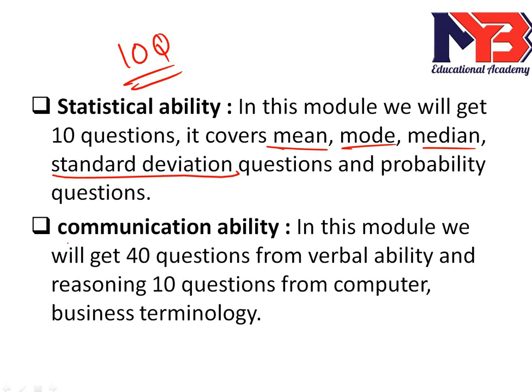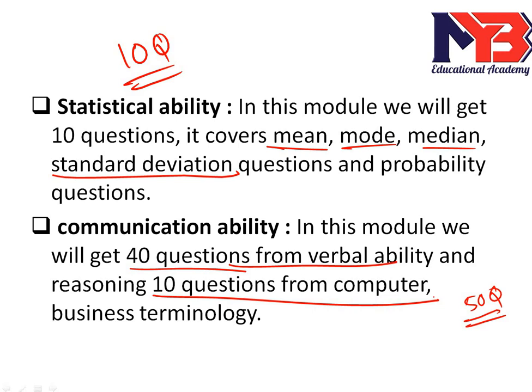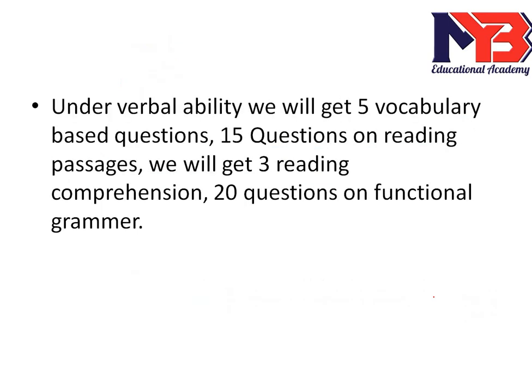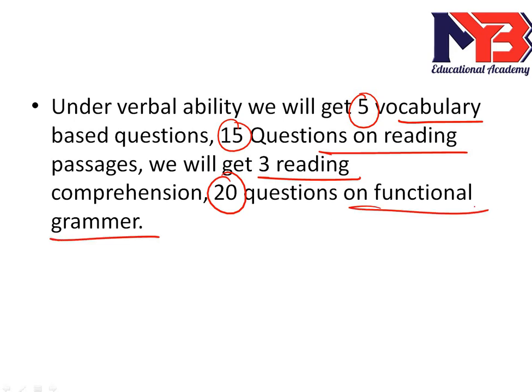And coming to the last module, that is communication ability. This communication ability has 50 questions, as I discussed previously. In these 50 questions, 40 questions are verbal ability and 10 questions are from computer and business terminology. Out of these 40 questions, 5 are vocabulary based questions. You will have antonyms and synonyms here. And 15 are under reading comprehension, where you will have 3 reading passages. And 20 questions are based on functional grammar. Functional grammar is nothing but preposition based questions, and questions based on fill in the blanks and all.